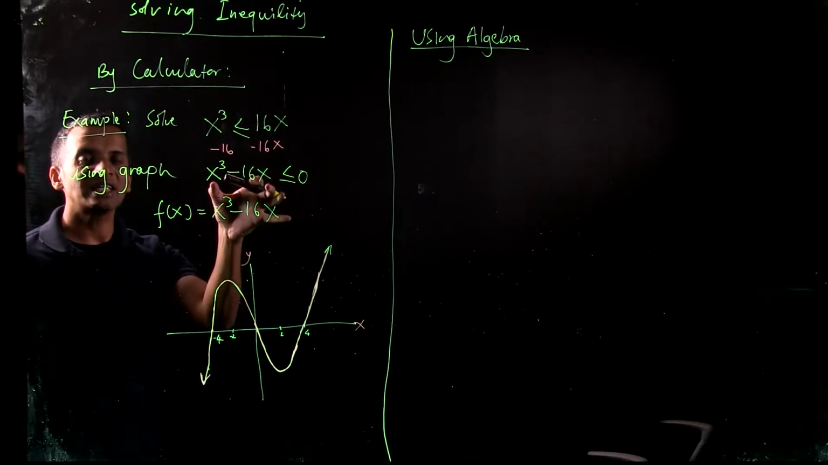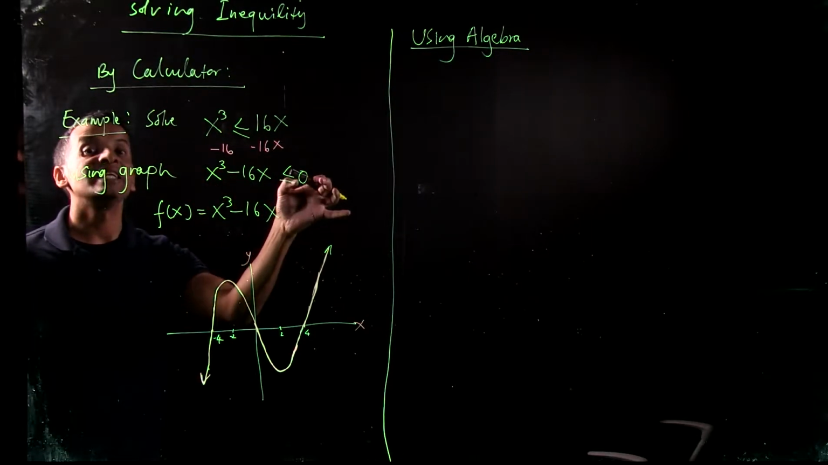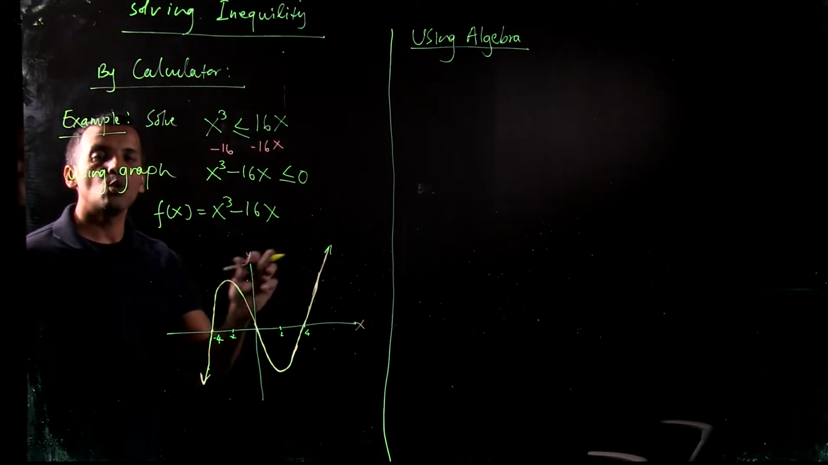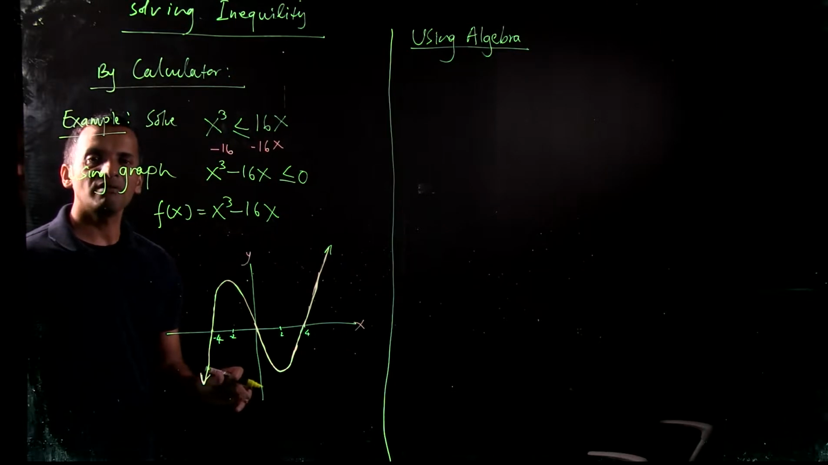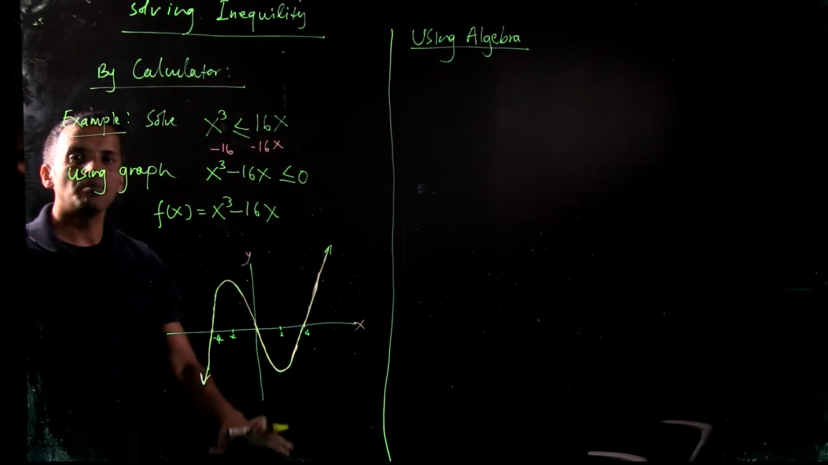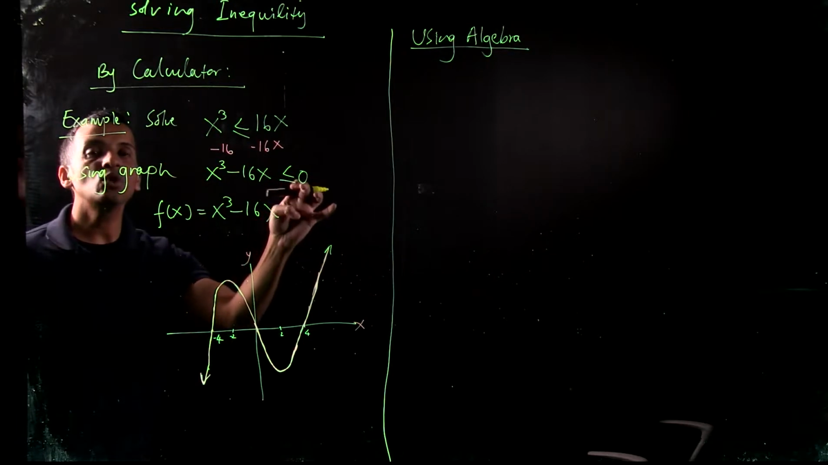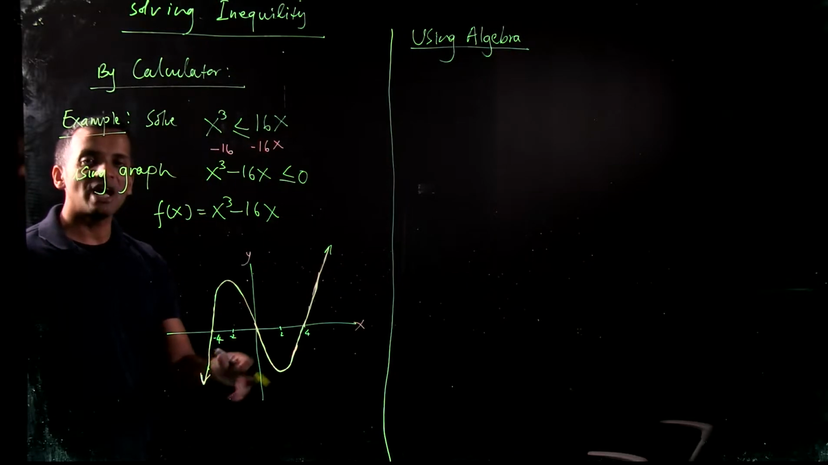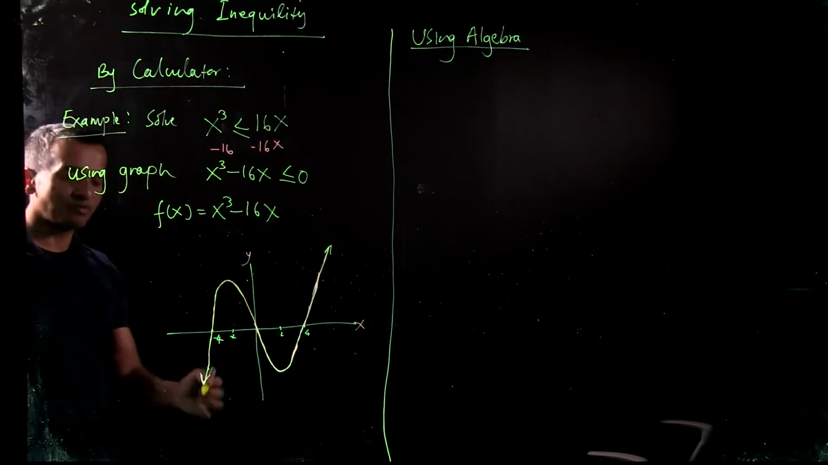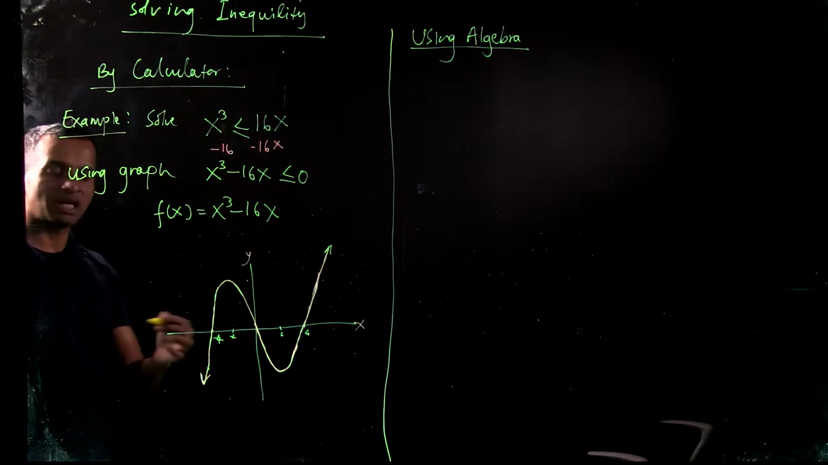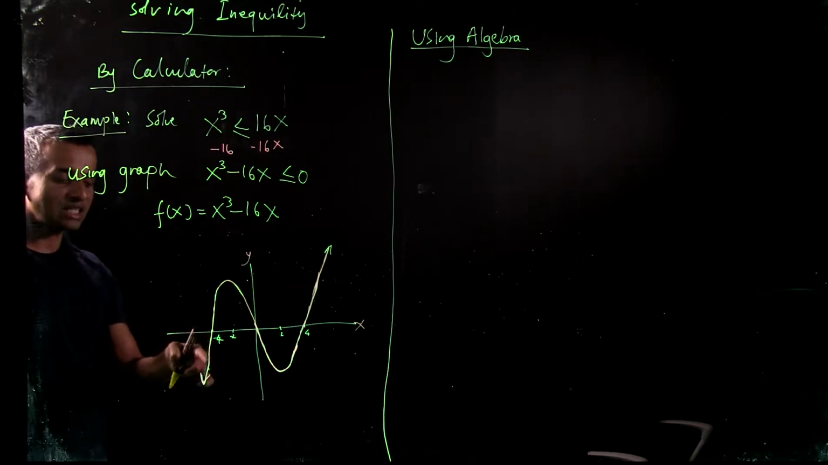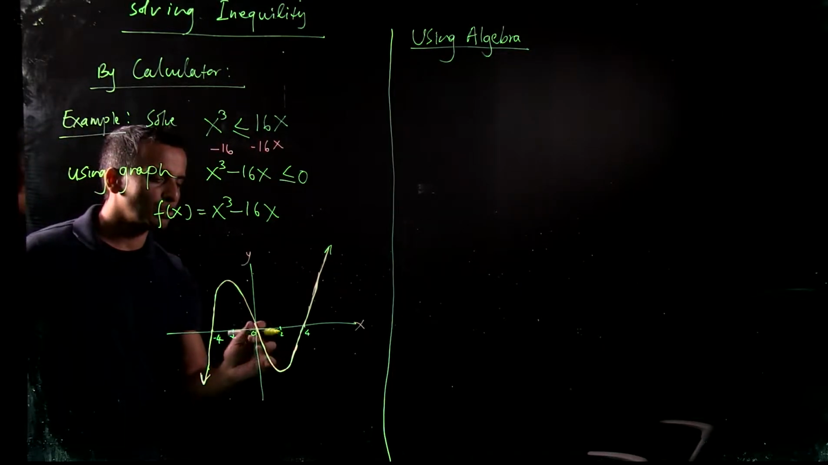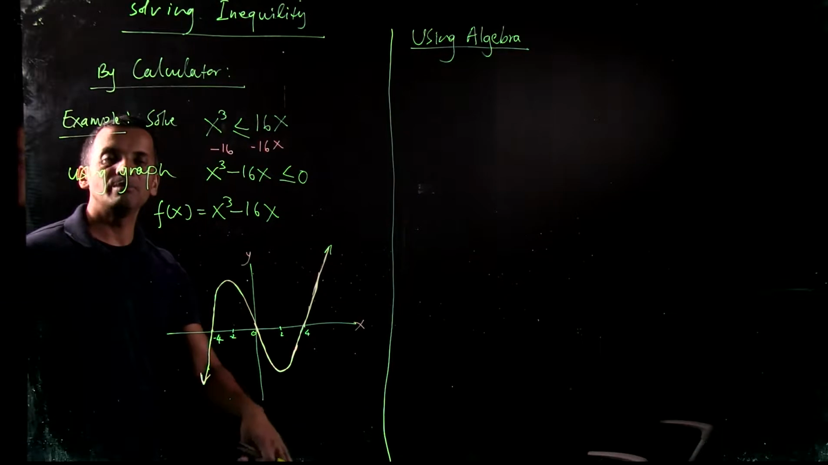For what values of x is the function less than 0, meaning negative? The function being negative means the y value is negative. So for what values of x is the graph below the x-axis, or equal to 0, meaning on the x-axis or below it? For all x that is left of negative 4, the graph is either on the x-axis or below it. And also for all values of x between 0 and 4, the graph is below the x-axis.